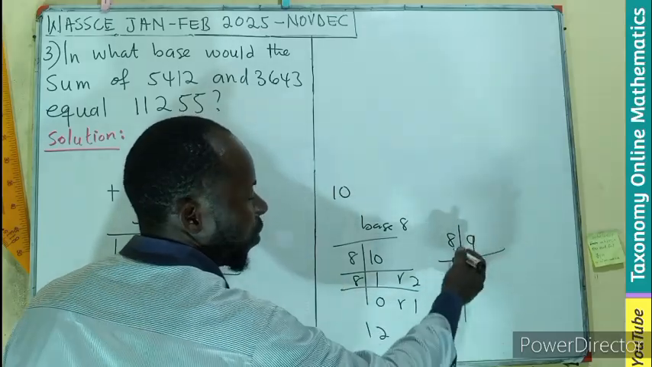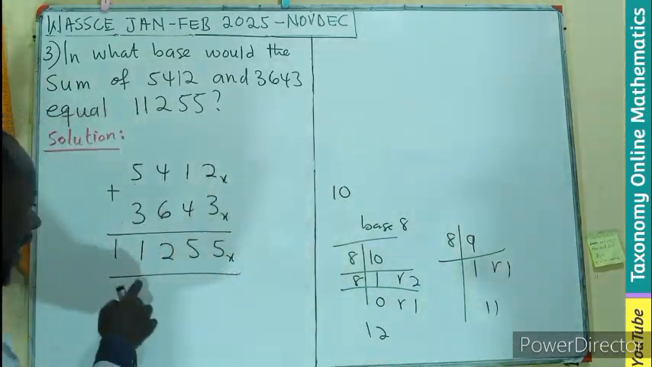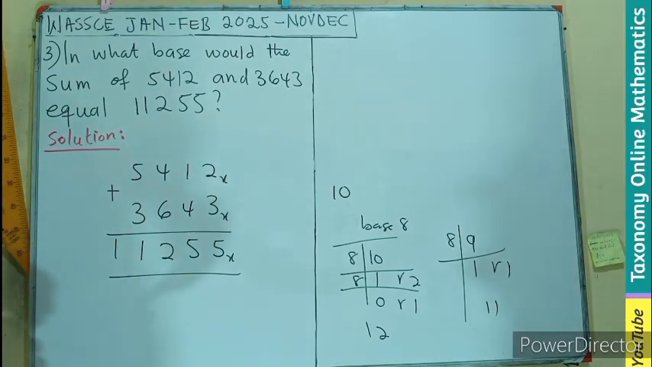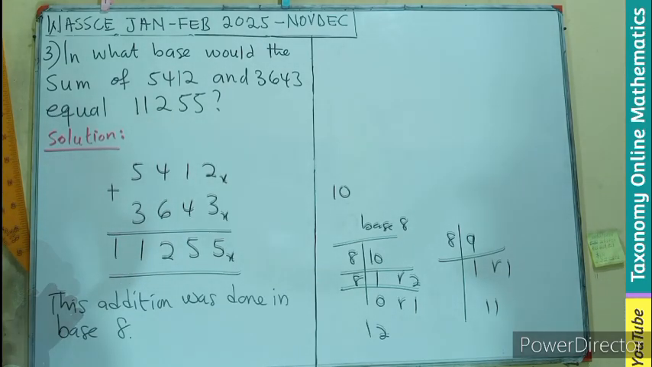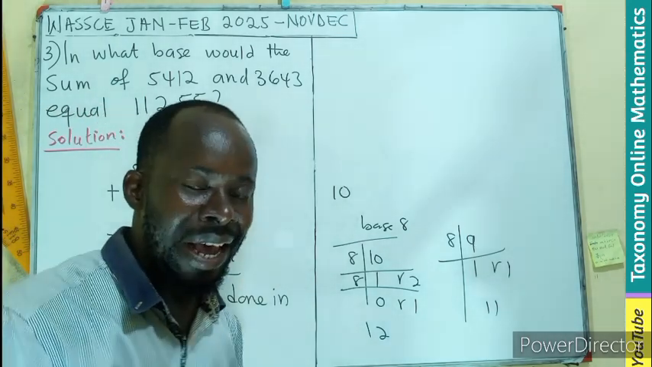So 9 in the base of 8 will be 1, remember 1. That's 1, 1, and that's the 1, 1 we are seeing in this place. So this means that, by conclusion, we can say that this addition was done in base 8.